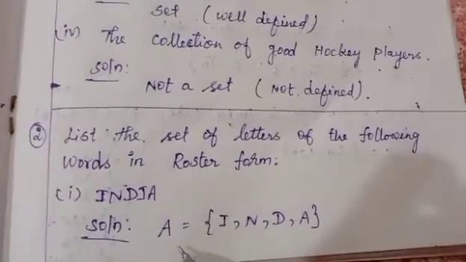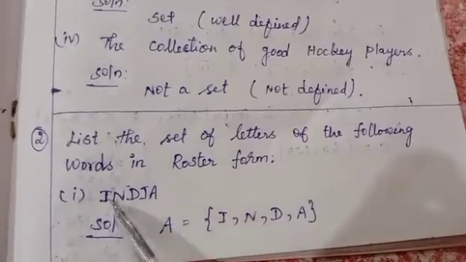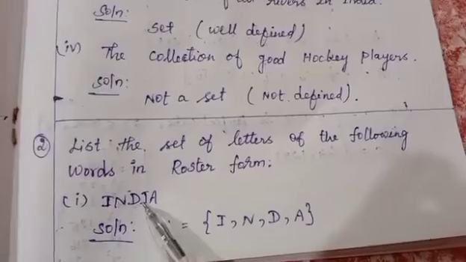For India, how do you write this? You have to give some set name. A is equal to set of all I, N, D, I. Do we again have to write I here? No.